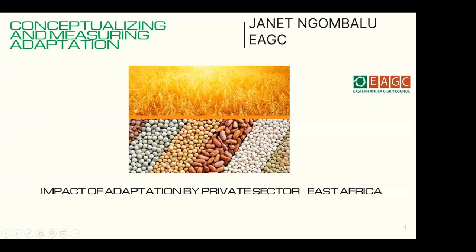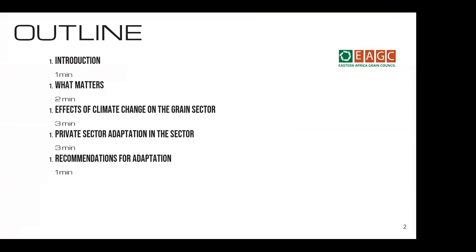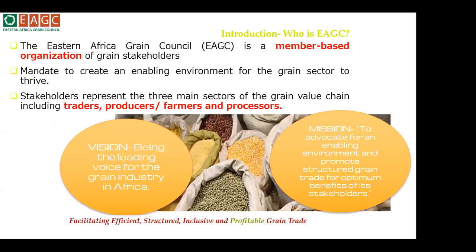Thank you, everyone, for having me from Kenya. I'll present specifically on the case study of the Eastern Africa Grain Council. I'll do a quick introduction, discuss what matters, the effects of climate change on the grain sector, how we are adapting as a private sector, and some recommendations for adaptation. Just a short brief, the Eastern Africa Grain Council is a membership organization of the grain stakeholders. They include the traders, the producers, and the farmers. Our main mandate is to support the structured trade of grain across countries to ensure food security. I'll share the link to the Eastern Africa Grain Council later in the chat.